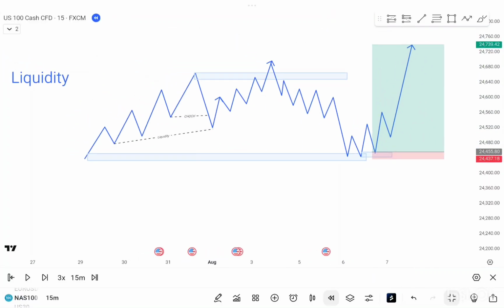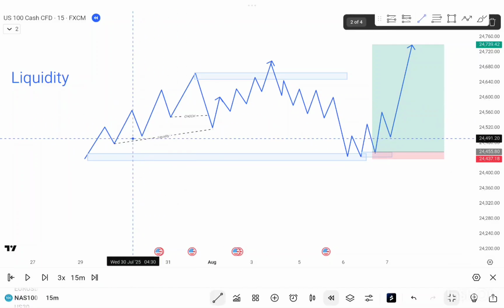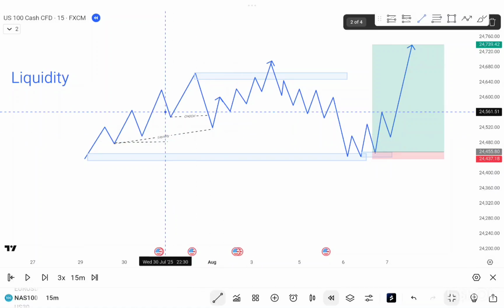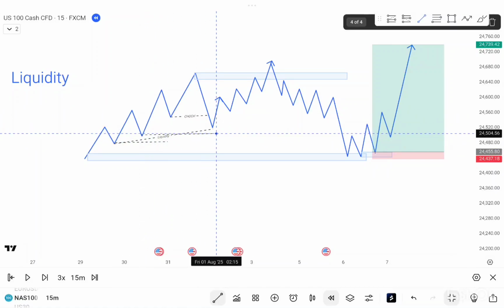So liquidity rather is a point of origin housing multiple incomplete pullbacks. Liquidity is a point of origin that houses multiple incomplete pullbacks. That is, it tries to punish impatient traders, people who got in at this point too early. They are following the trend buy setup. It tries to come back and take them out because this point here is an incomplete pullback.